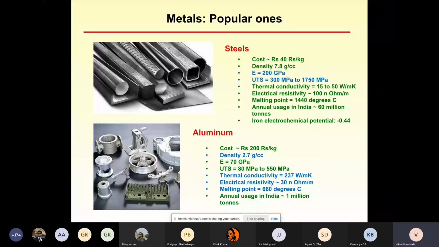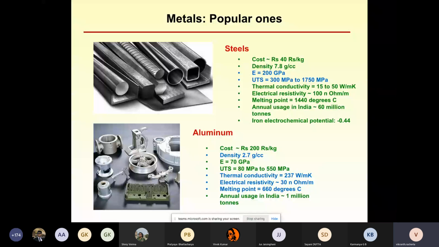Steel has a high elastic modulus. Young's modulus of steel is 200 GPa. Now you have a wide variety of steels. Their elastic property is more or less the same. All of them would have Young's modulus of around 200 GPa plus or minus 5%. But their yield strength and ultimate tensile strength can vary widely.